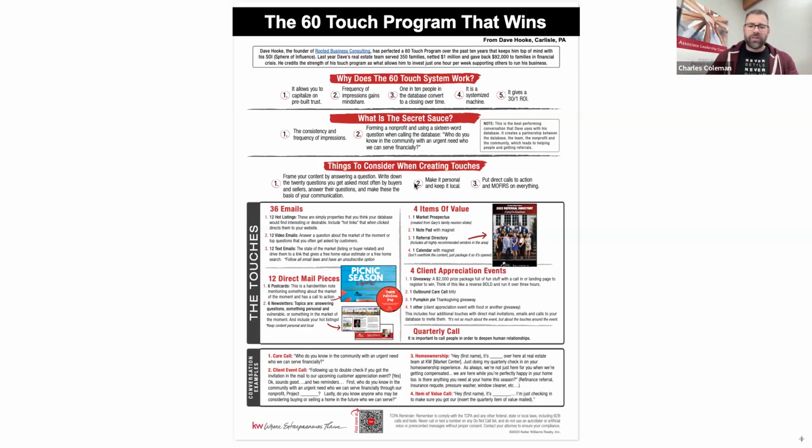That is the absolute minimum of what we should be doing as far as voice-to-voice phone calls. And it says one of the things that they did is they formed a nonprofit using a 16-word question when calling their database: Who do you know in the community with an urgent need that we can serve financially? And guys, I don't even know if that's necessary. If that speaks to you, run with it, right? They're saying they're seeing huge success with this.